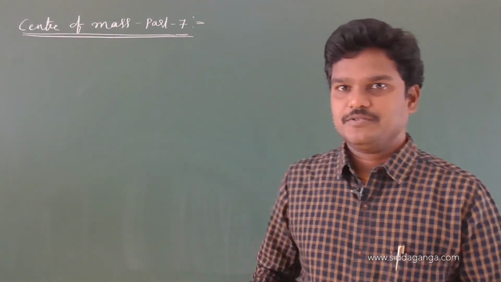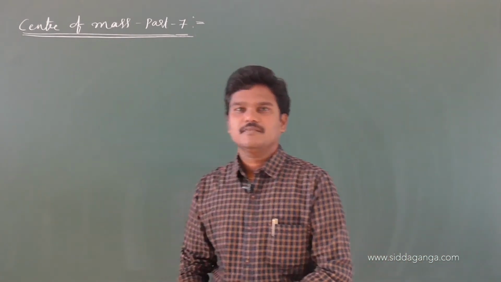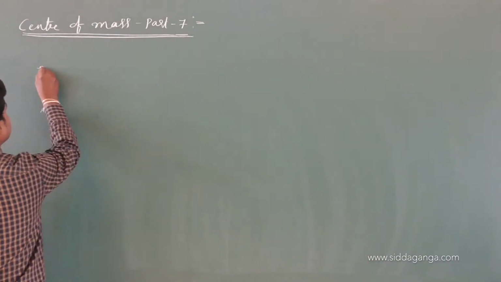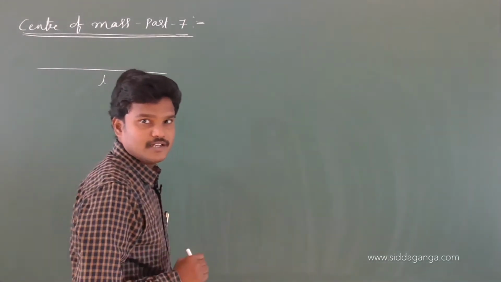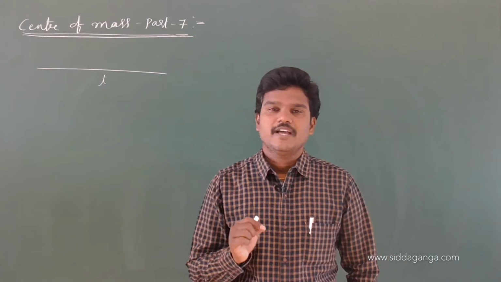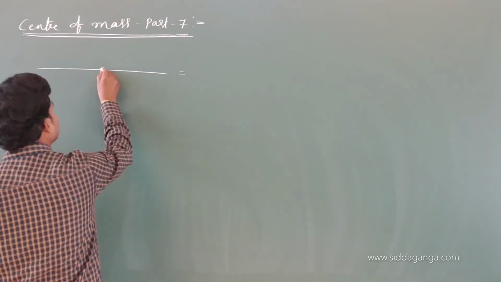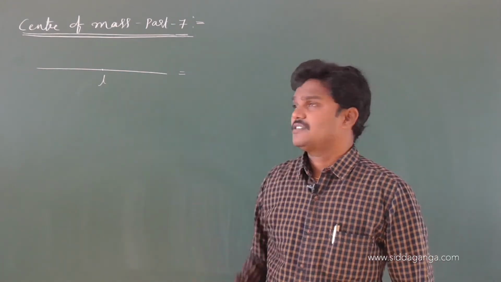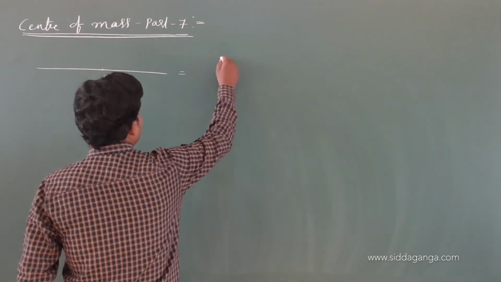Now let me continue some more formulas based on center of mass. See, they gave a wire whose length is L. A wire of length L. Maintain the notes. See the next concept. A wire of length L is bent. Generally the center of mass is here. If it is uniform mass, uniform density, center of mass is at the center, at the midpoint of the wire.